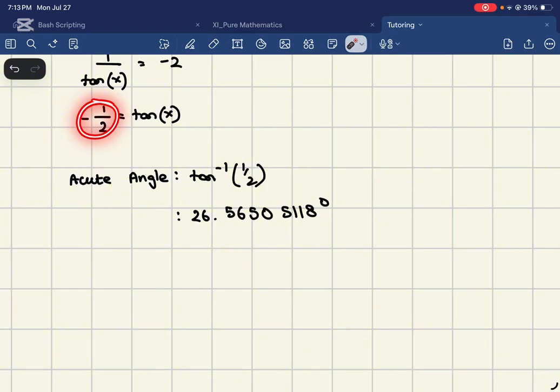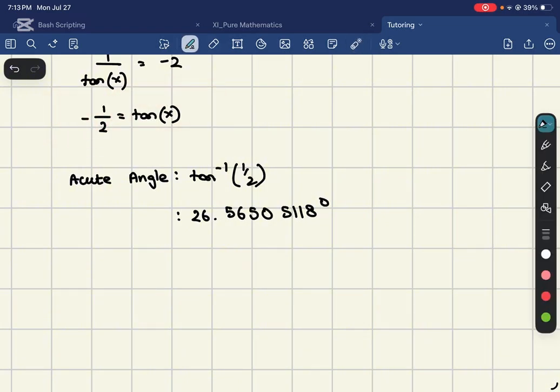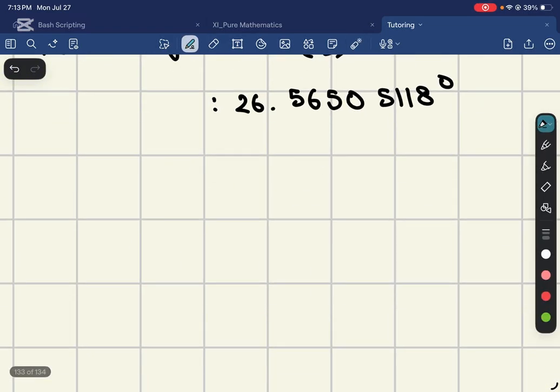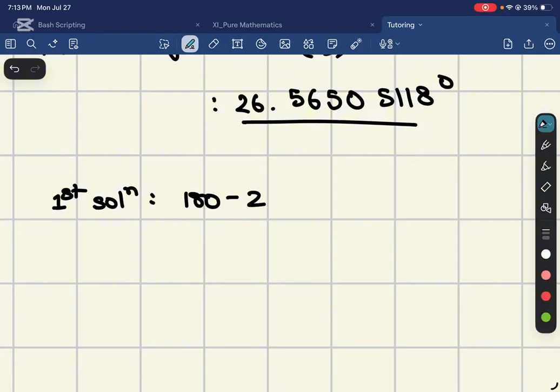And now you want to send this acute angle into the quadrants where tan is negative, because we are solving for this, remember? So when is tan negative? Tan is negative in the second quadrant. So your first solution is going to be 180 minus your acute angle.